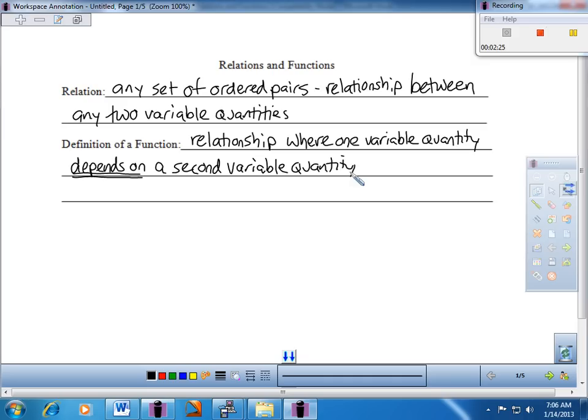That's going to be the key for us in terms of talking about any two variable quantities, or really one where it is either dependent on the other or it is a function of it. And those two phrases go hand in hand.